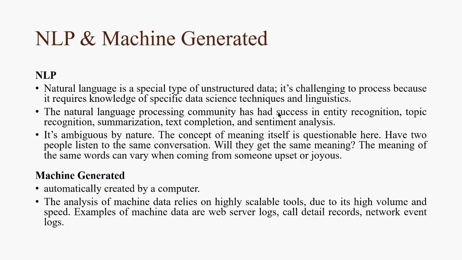Right. Next, we were talking about natural language processing, right? So natural language processing comes under the unstructured format only, and it's a challenging process because it requires knowledge of specific data science techniques and linguistics. So clearly it needs to have information, like entity recognition, topic recognition, summarization, text completion, and sentiment analysis. Entity recognition is nothing but identifying a variable or a name, or whether it's a verb, adverb, or an adjective word. Through that it will be able to identify.